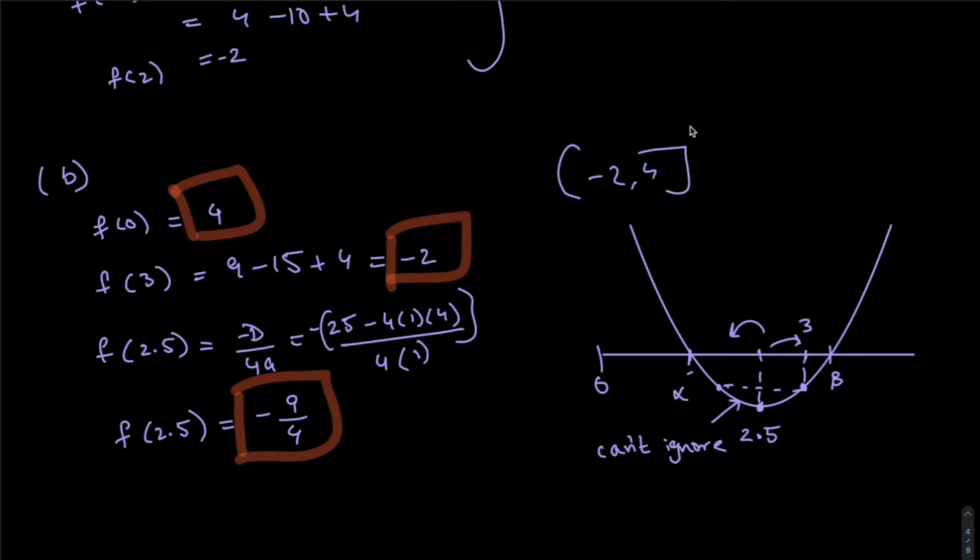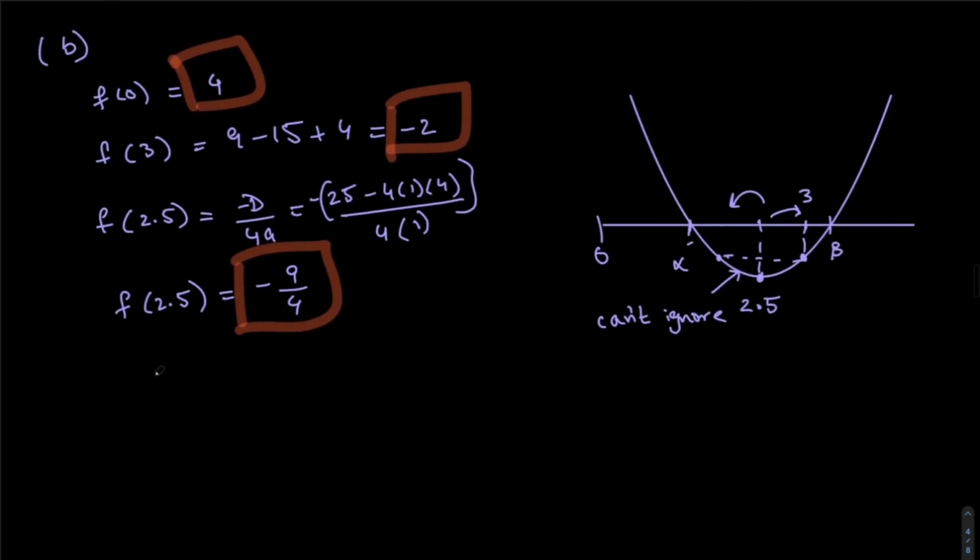So my final range will be minus 9 by 4 inclusive up to 4. So it's going to be something like this. And that will be my range for part B. Sorry, not 3, 4.